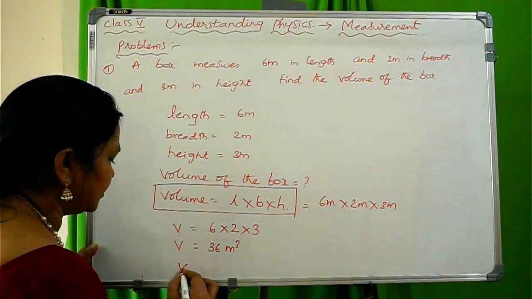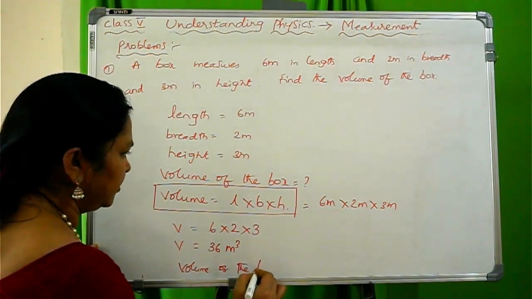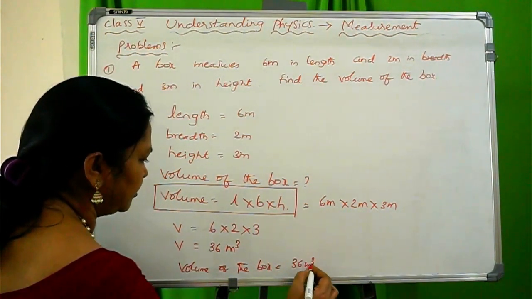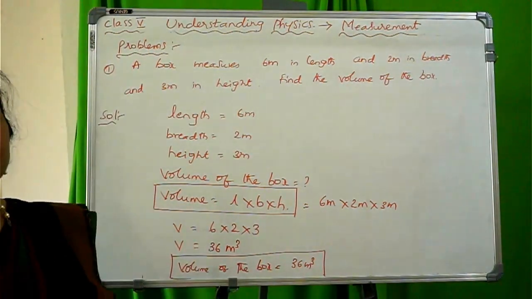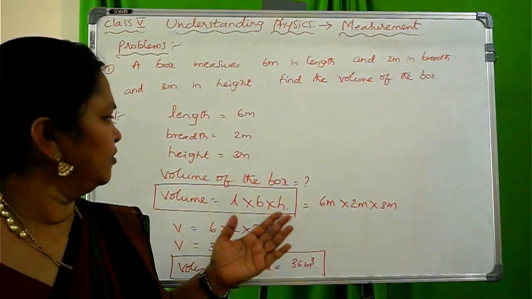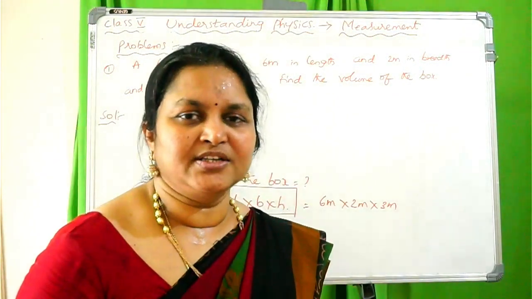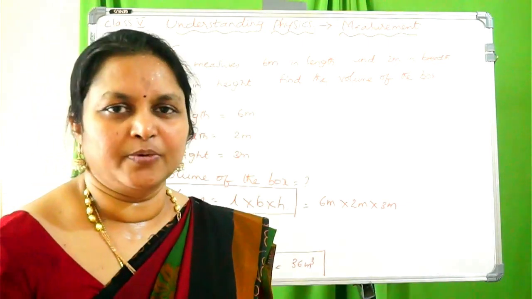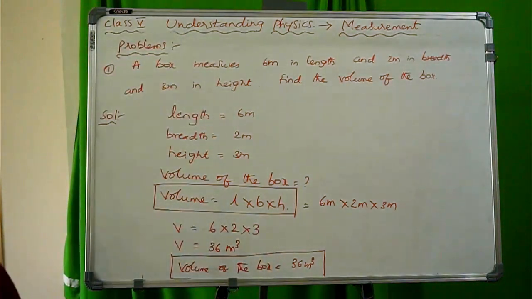Okay, now the volume of the box answer we have to write in the box. Volume of the box is equal to 36 meter cube. So in this way we have to calculate the volume of the box. Like this, simple problems only. If you know the formula, if you know the multiplication, if you are able to understand the problem clearly, then the problem is very easy. Doing the solution is very easy.